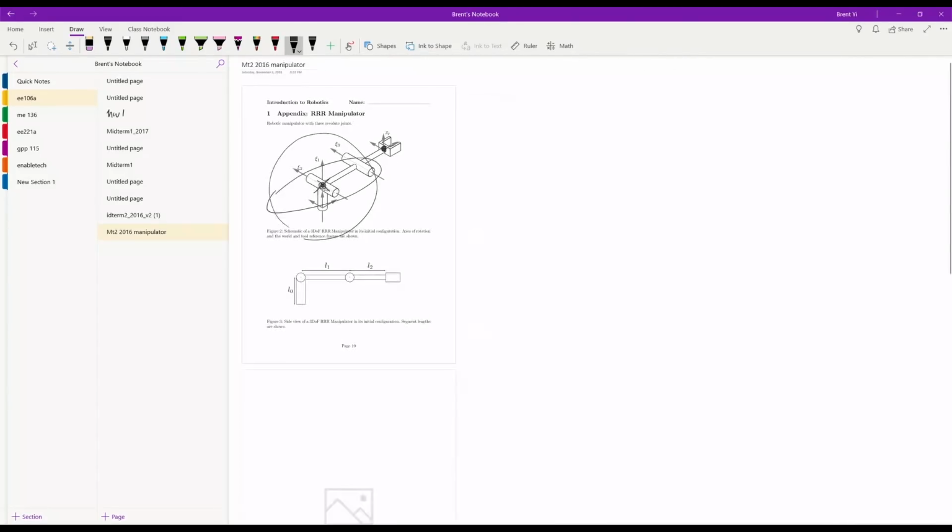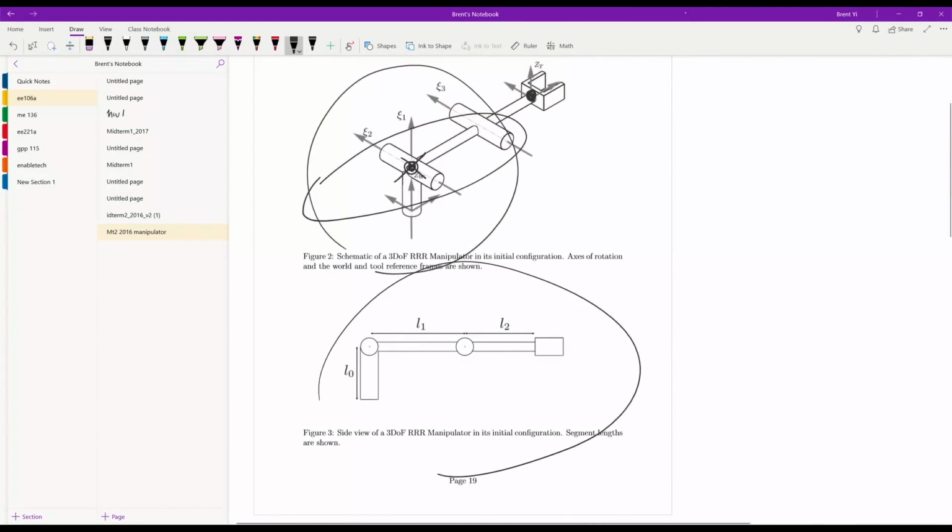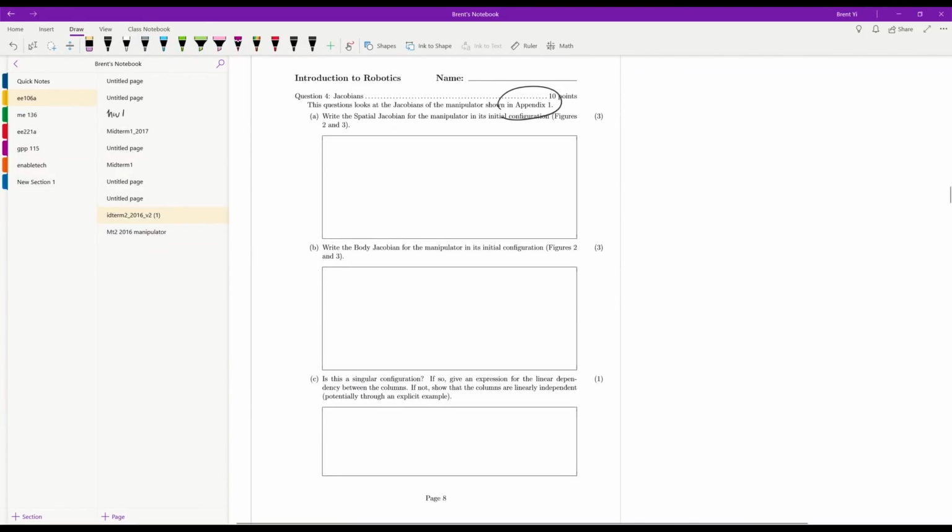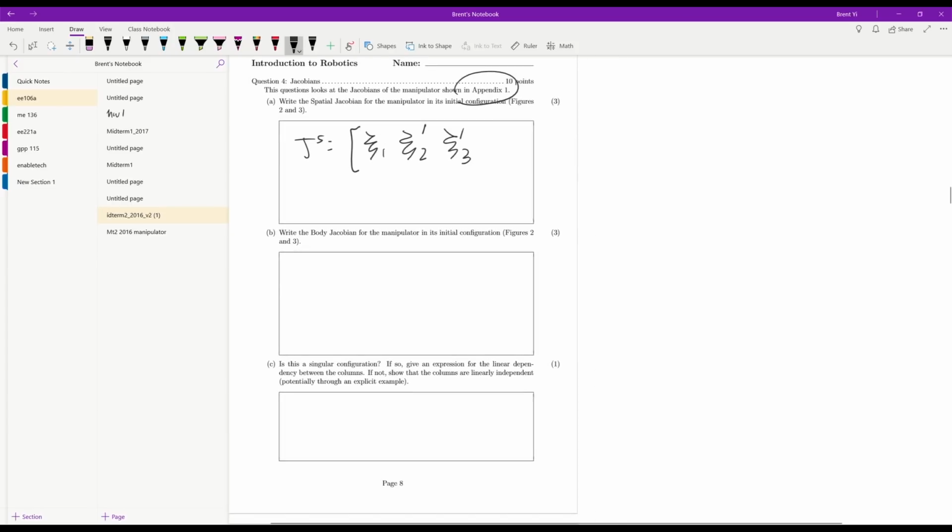And that's just these guys. And we know that the spatial Jacobian, JS, is just equal to the twists stacked vertically next to each other. Right? And we can put primes here to say it's in the current configuration. But because the current configuration is the initial configuration, this should be the same thing as twist 1, twist 2, and twist 3.